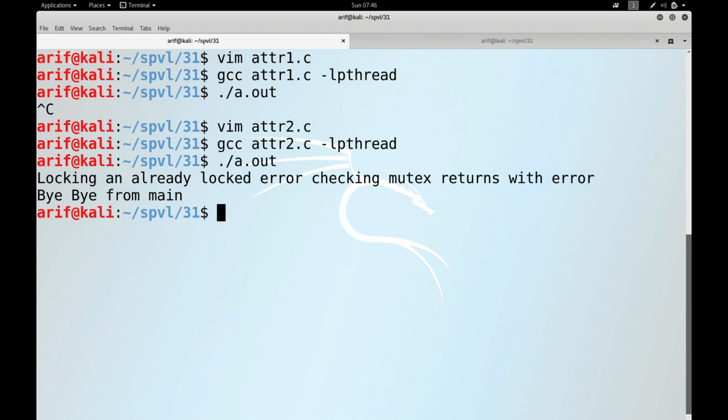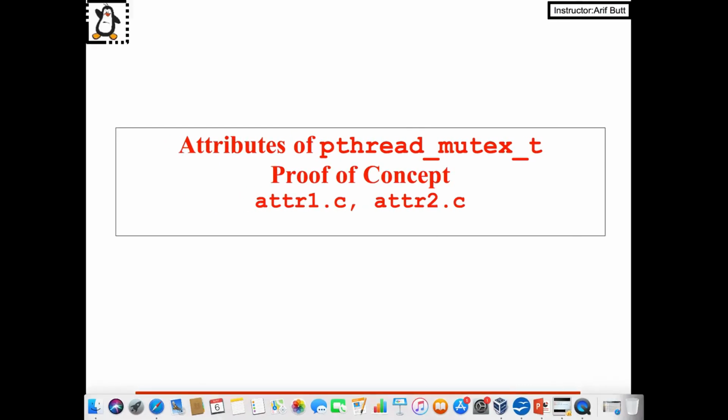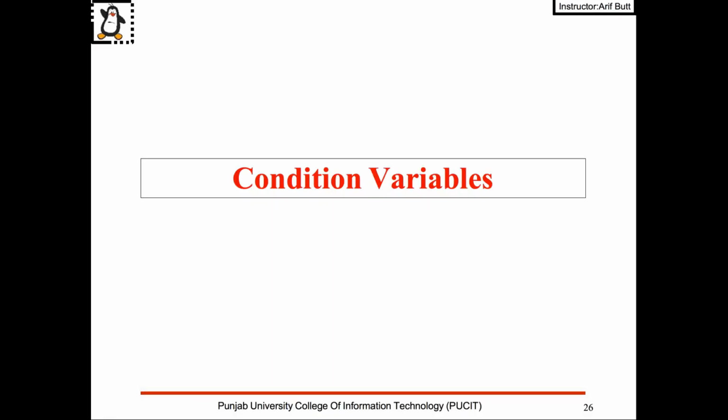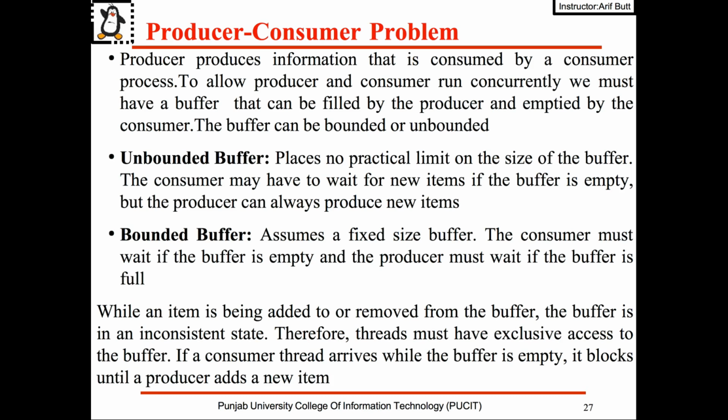And let us fall back to the slides again. Okay, dear students, one more thing I want to touch upon is the concept and use of condition variables. Consider the famous producer-consumer problem. The producer produces information that is consumed by a consumer process.